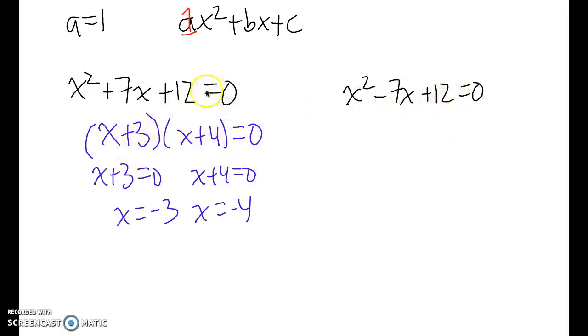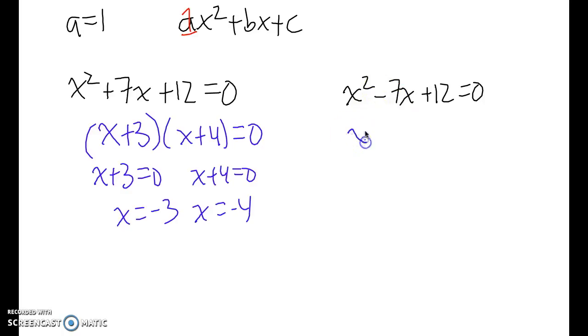The nice thing is, since the last number is the product, we have to look for two things that multiply together and give me positive 12. The only way that can happen is if they're both positive like we saw in the first example, or if they're both negative. So in this case, I need two numbers that multiply together and give me a positive 12 and add to give me a negative 7. That's kind of my indicator that both of these have to be negative.